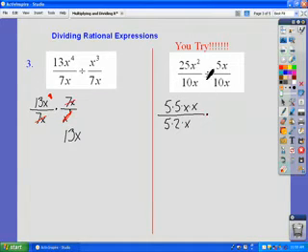Now again, it's a division problem, so the first thing I got to do is change the division sign to multiply and flip this over. So it was 10x. Now it's 5 times 2 times x, because that goes on the top, and then the 5x down here on the bottom. Now guess what we get to do? Eliminate sameness. So check it out.